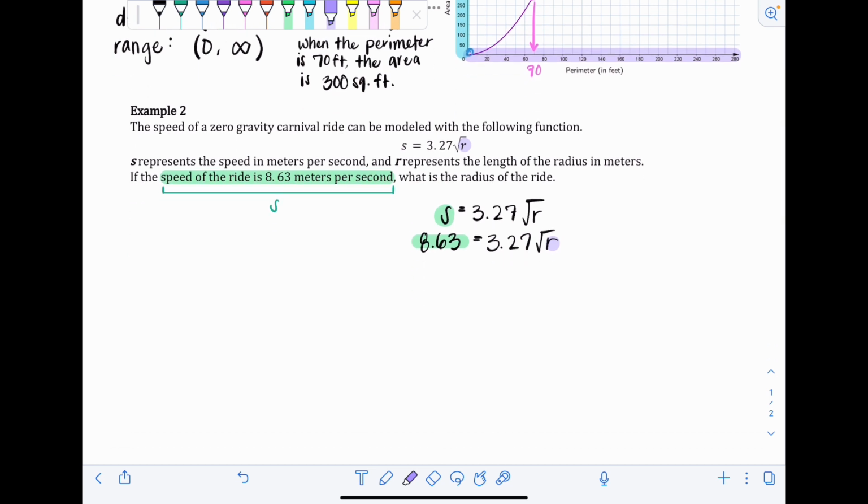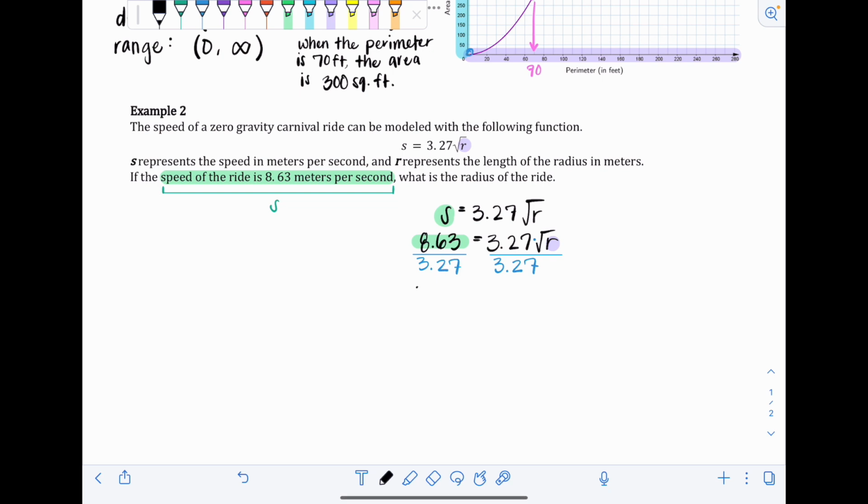So if I want to get r by itself, I have to start canceling things out that are being done to it. So that 3.27 is being multiplied by it. So to undo that multiplication, I can divide both sides by 3.27. So 8.63 divided by 3.27 is approximately 2.64 if we round to 2 decimal places.